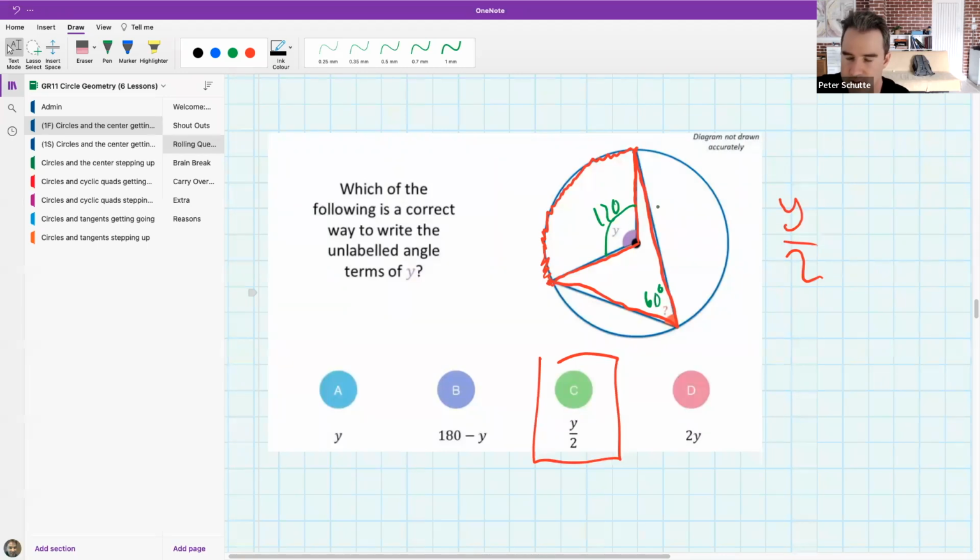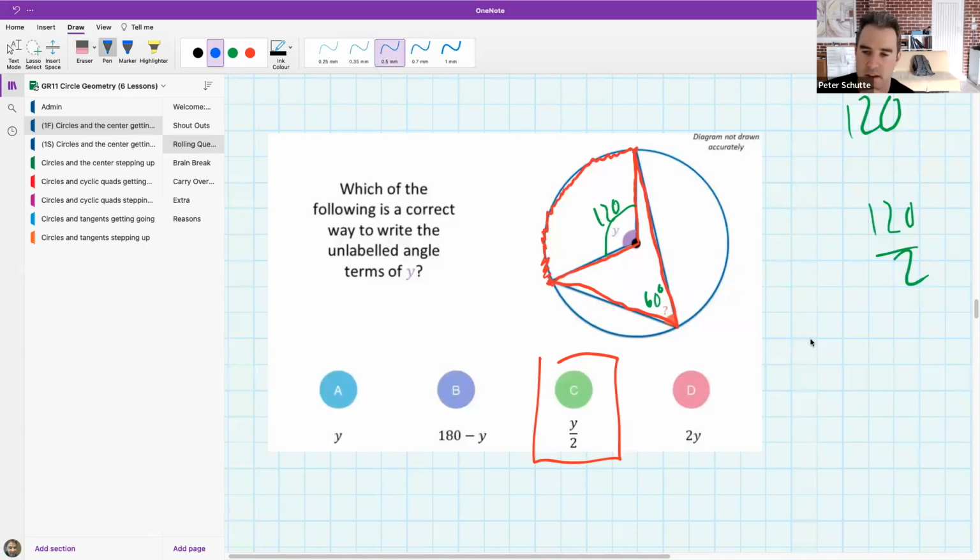So the main idea is, if you want to halve something, if I give you 120 and I want to halve it, do I times it by 2 to get half? No, I divide it by 2. But now imagine instead of 120 being 120, imagine 120 is y. So how do I get half of y? I go y divided by 2, which is the one over there.